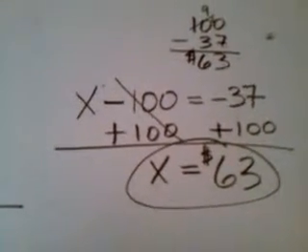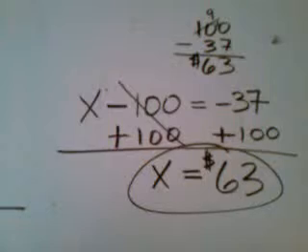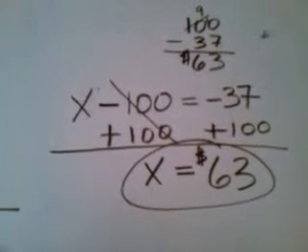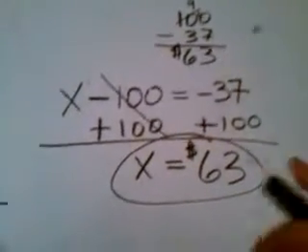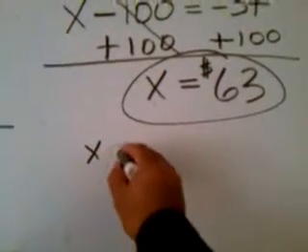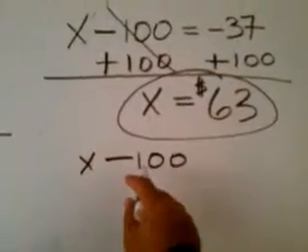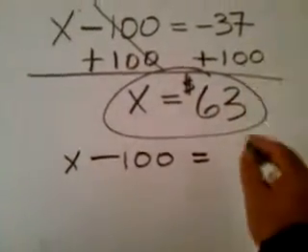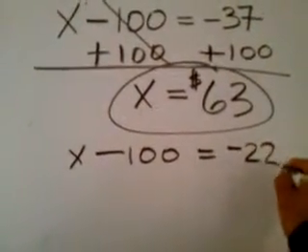Now, part of step B says, suppose that Jim's balance after writing the $100 check was negative $22. What would his balance have been before writing the check? Well, it's very similar to the situation. Let's just change it up a little bit. X minus 100, because we don't know how much he started with, but we know he wrote a $100 check. But this time he's left with negative 22.